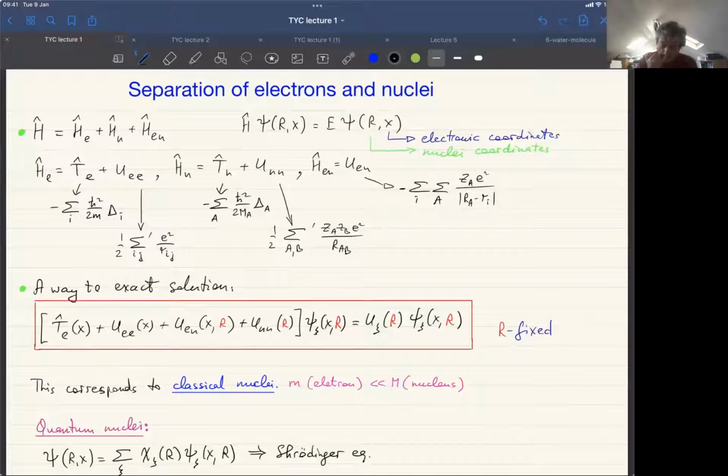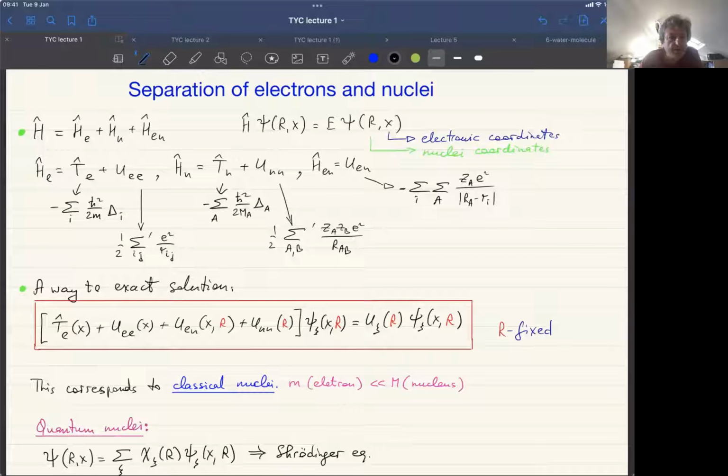So you must have heard about this, and maybe you know this already, but I really need to start from that point because this is an essential conceptual point. We have to understand this one.